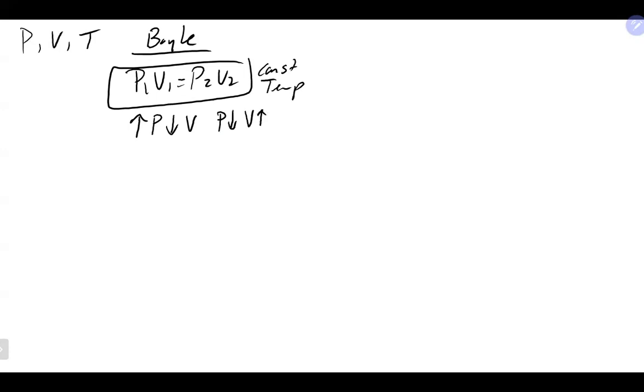Again, you can think of it in a smaller volume. There's a lot less room for gas molecules to fly around in, which means we would have a greater number of collisions and a higher pressure. A larger volume would give everybody a lot more room to fly around in, lowering the number of collisions and also lowering the pressure. We had our friend Charles' law, which is V1 T1 is equal to V2 T2.